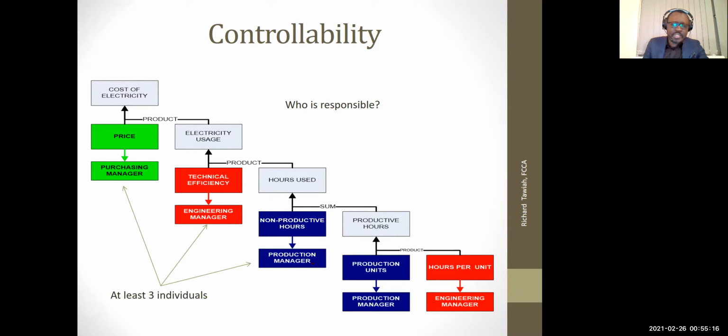So take a good look at these charts and see who is responsible for what and who can control what, okay? Just a typical scenario: cost of electricity, which leads into product price, the purchasing manager. Electricity usage fits into some areas again, the hours we use, technical efficiency, who is in charge, the engineering manager. The production manager is in charge of the non-productive and productive hours, okay? And I also have another production manager in charge of productive hours, and then hours per unit, and so forth. So who is responsible for what, okay? Take a quick look at this and try to understand the chart.